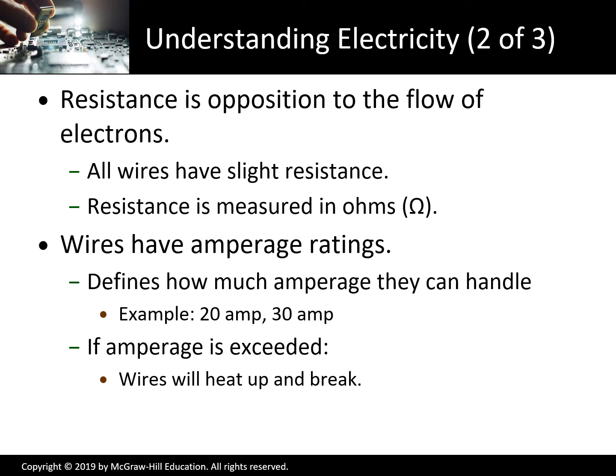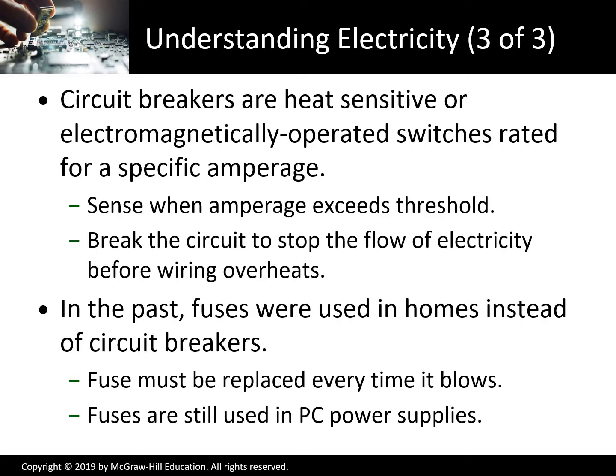Now, wires have amperage ratings that determine how much current they can carry. It's rated in amps, and you'll have a fuse on those. If you exceed that, the wires will heat up and cause a fire or break. Circuit breakers are heat-sensitive or electromagnetically operated switches rated for a specific amperage. When you go past the number of amps, or the resistance, it basically trips the breaker.